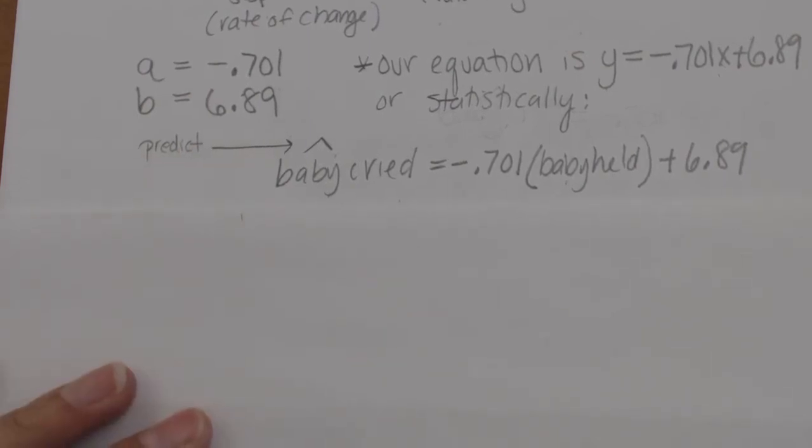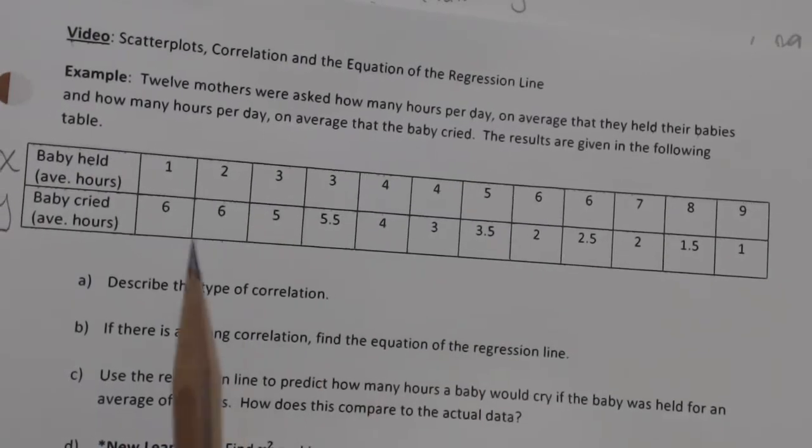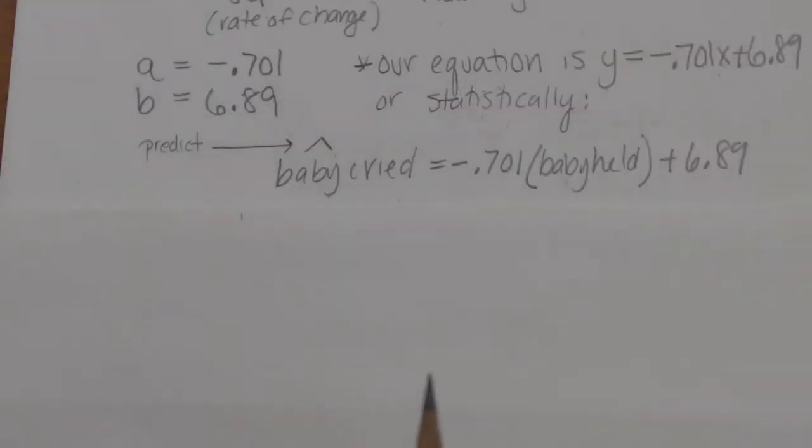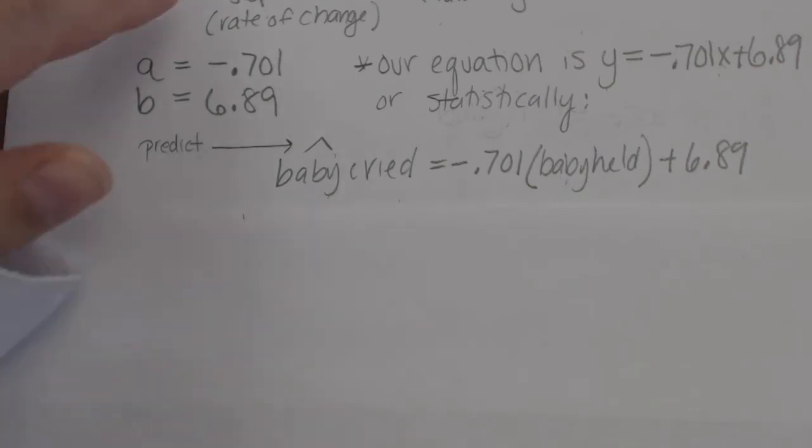This means to predict. I'm predicting the baby cried hours because when we go back, this is the true actual data. This is the actual data we gathered. This line is going to help us to predict. It's going to help us to say, hey, when a baby is held for 5 hours, I can tell you using this line how long the baby's going to be crying on average. So I bet you that's our next question, which let's go up and look.